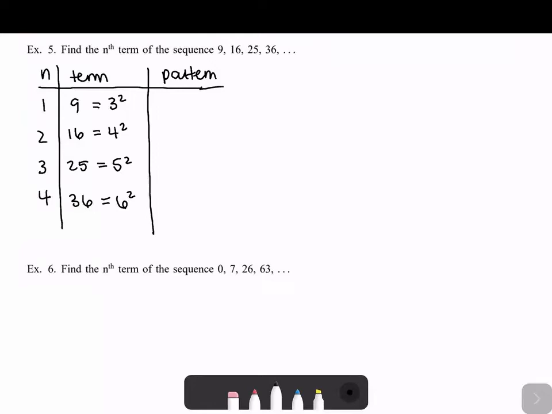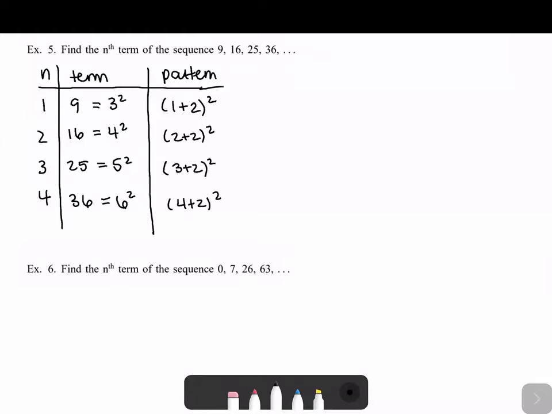Well, we know that 3 is equal to 1 plus 2. So we can have 1 plus 2 is 3 squared. Okay, now let's see how our second term, 4 squared, relates to 2. Well, 4 is 2 plus 2, and we're squaring it. Similarly, for our third term, we are squaring 5, and 5 is 3 plus 2. And this continues. Again, 6 is 4 plus 2 squared.